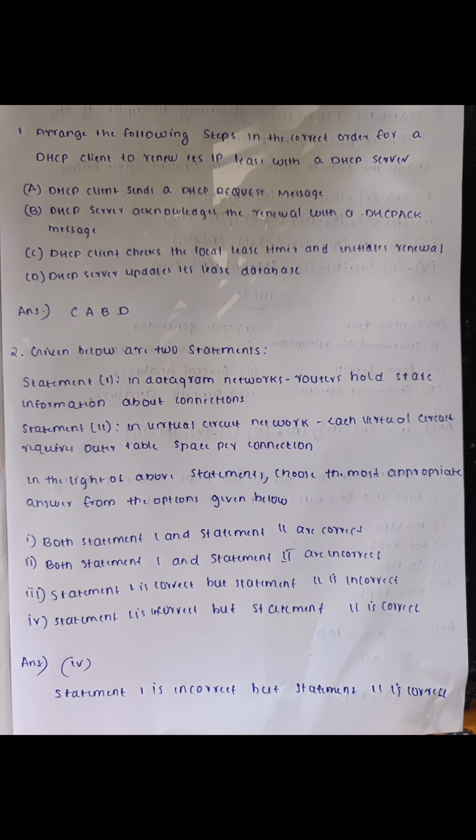Statement 1 is incorrect but statement 2 is correct. That means the claim that in datagram networks, routers hold state information about connections is wrong. And the claim that in virtual circuit networks, each virtual circuit requires router table space per connection is correct.